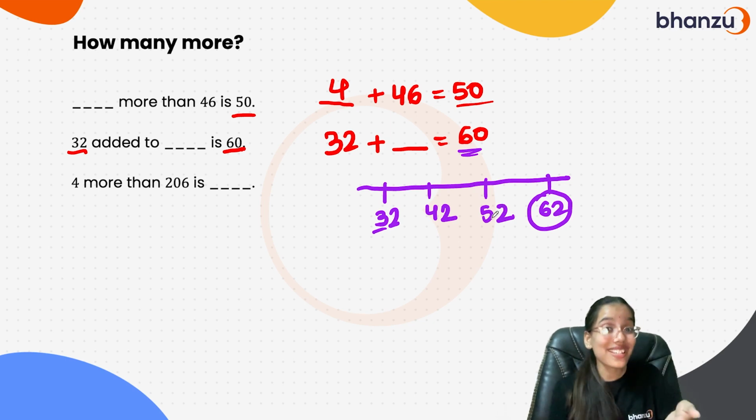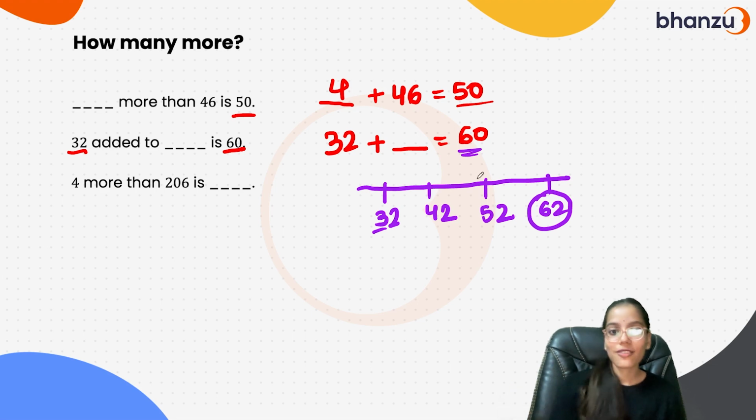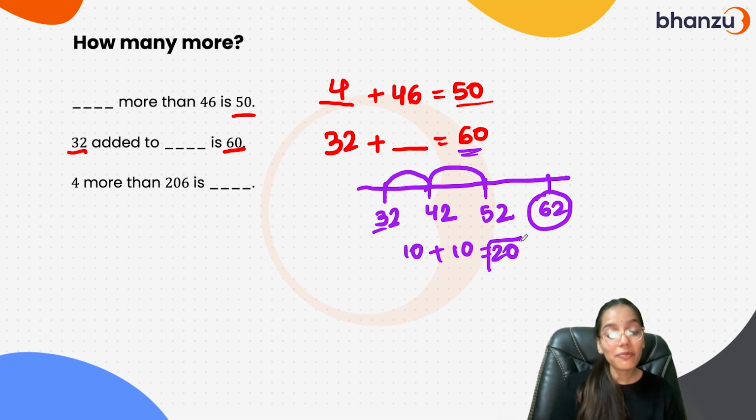But 62 is more than 60. Correct? We want to reach 60. 62 is more than 60. So we will not consider it. So now from 32, if you jump in tens, you got 42. From 42, if you jumped in tens, you got 52. What is 10 plus 10? 20.